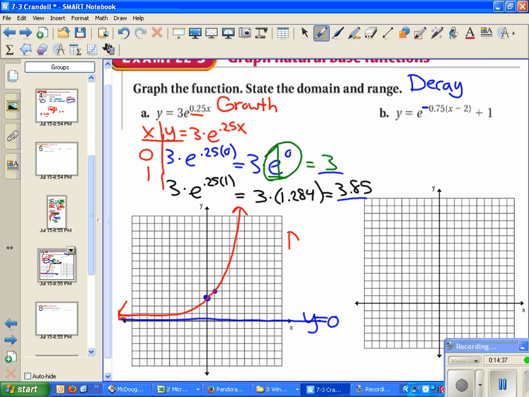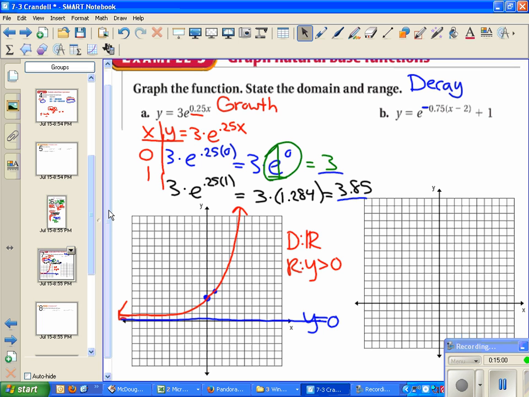So domain is going to be all real numbers. Range, write the range all by yourself. What could the range be? So if you have y is greater than 0, great job. Right, and part B is done. Or excuse me, part A is done.